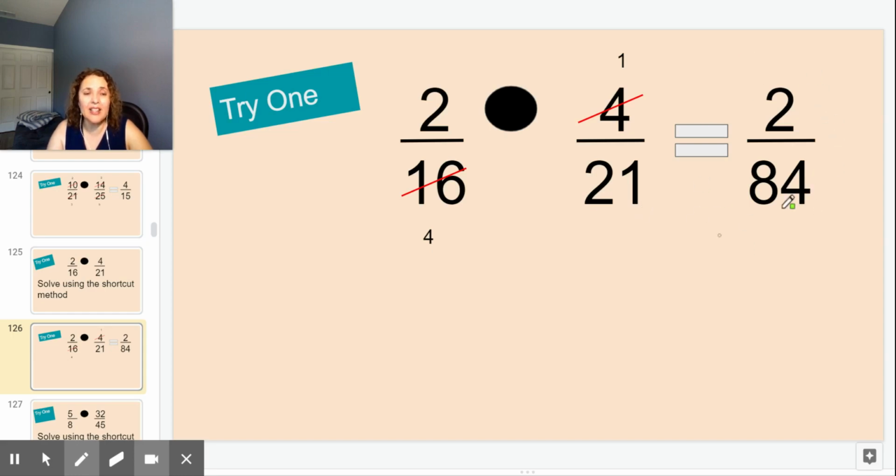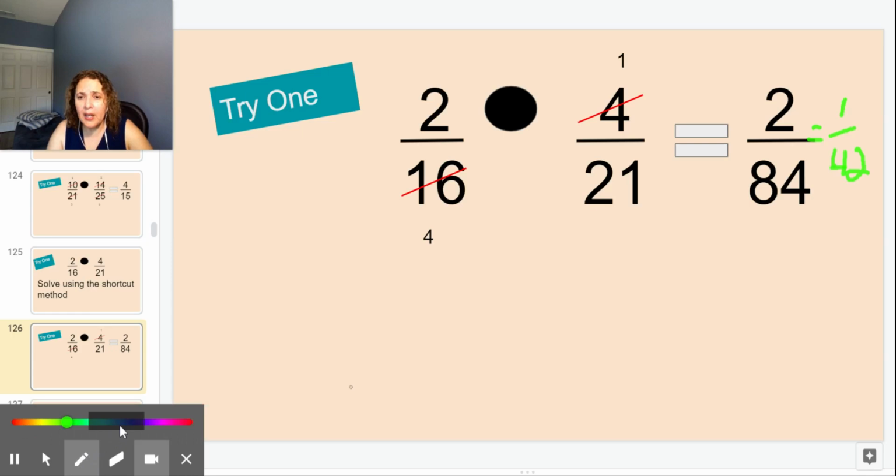But this is not in simplest form yet, okay? Because now, does 2 go into 2? Yes. Does 2 go into 84? Yes. So I would have to divide both top and bottom by 2. That would give me 1 over, 2 goes into 8 4 times, and 2 goes into 4 2 times, 1 over 42. Okay.